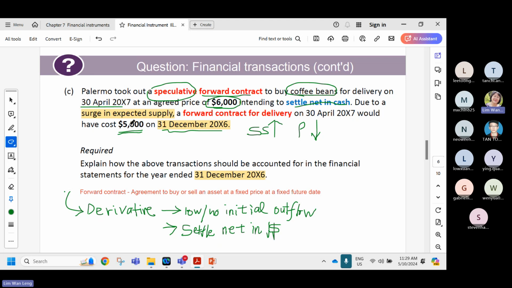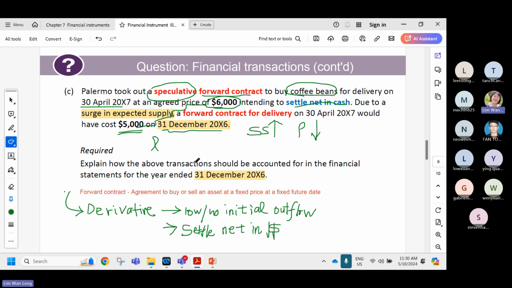In this case, it would be better off if you don't enter into the forward contract earlier. Then if you want to, you can enter it on 31st December and you only need to pay 5,000 for it. But the thing here is that we don't know at that time. Understand what I mean now? If you don't know at the time, maybe you think that it's a good decision. Then come year end, oh gosh, I shouldn't have entered into the speculative contract, because now the forward contract is only worth 5,000. So I've already made a loss of 1,000.